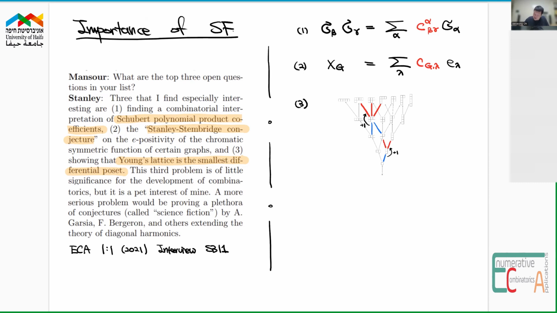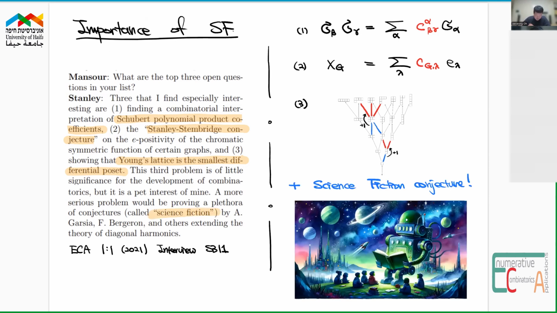And this is Young's lattice, the lattice of partitions, as you all might know. But he added one more conjecture to his list, and he said a more serious problem would be proving a plethora of conjectures called the science fiction by Adriano Garsia and François Bergeron. So, what is the science fiction and why is it important?